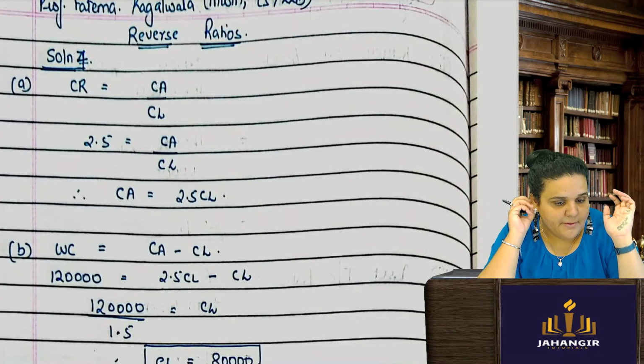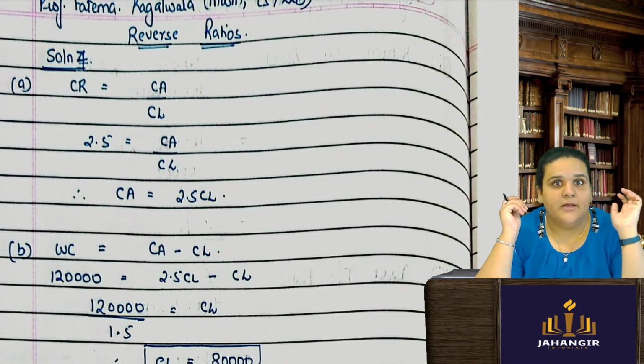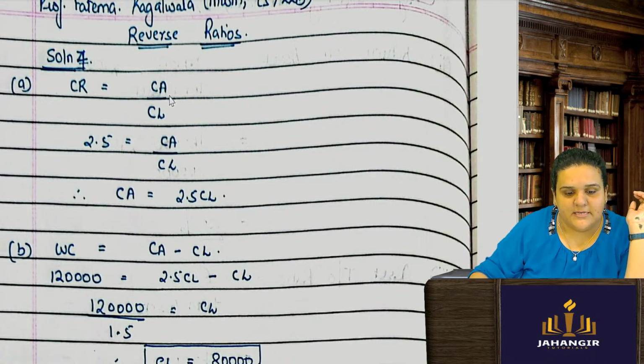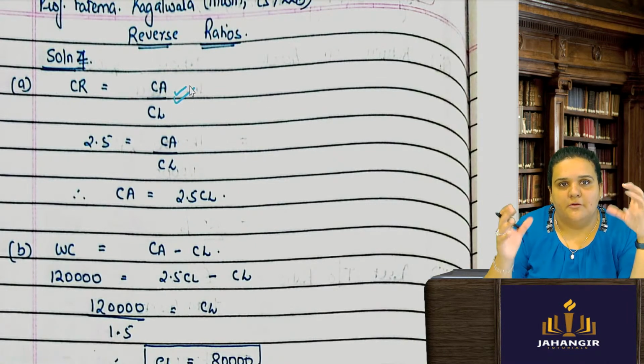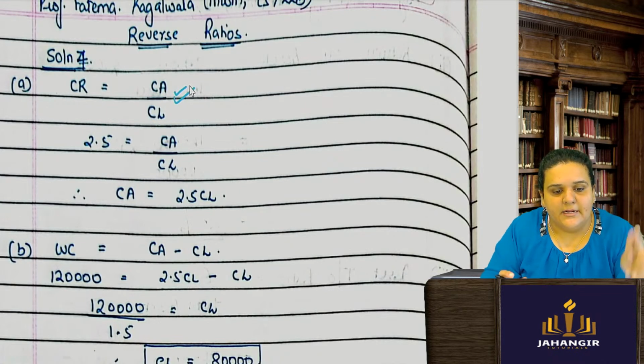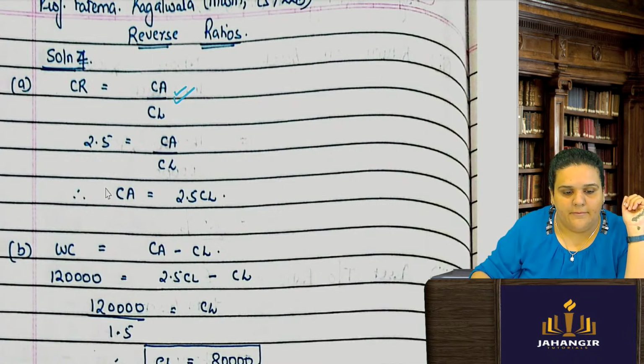So first they have given me my current ratio. Current ratio is what? Current assets upon current liabilities. I'll start my sum with what is given, no? Current ratio is 2.5. That means my current assets is equal to 2.5 times current liabilities.